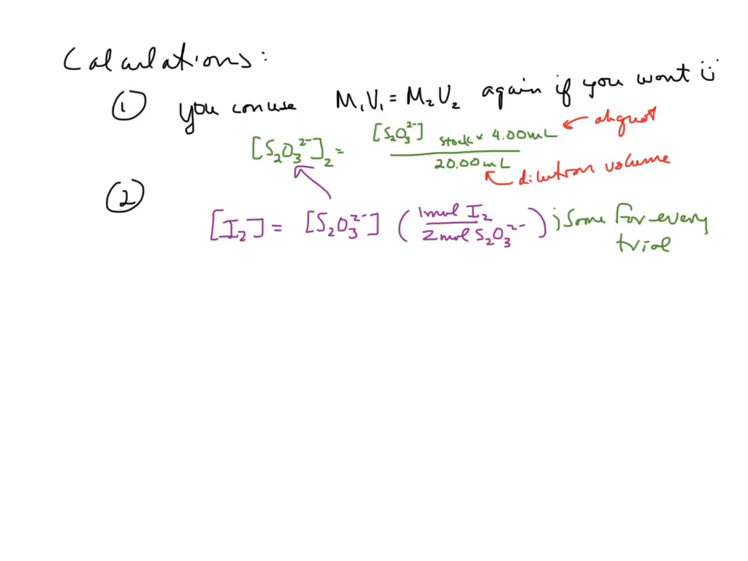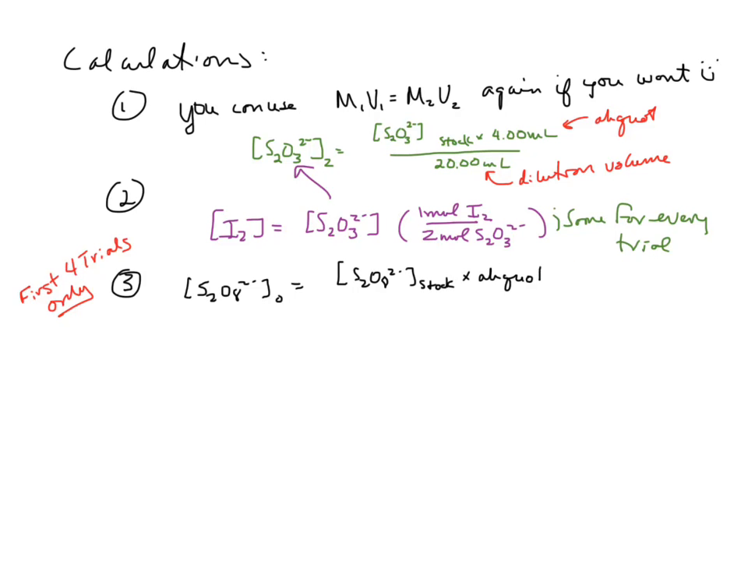The next one is to turn your attention to your raw data. So remember, you have a time. You basically will record a time for each trial. For each trial, for the first set where you varied the molar concentration of the peroxydisulfate, you have to come up with the initial concentration of the peroxydisulfate for each trial.